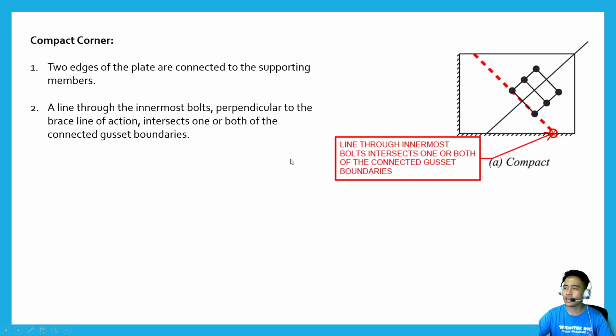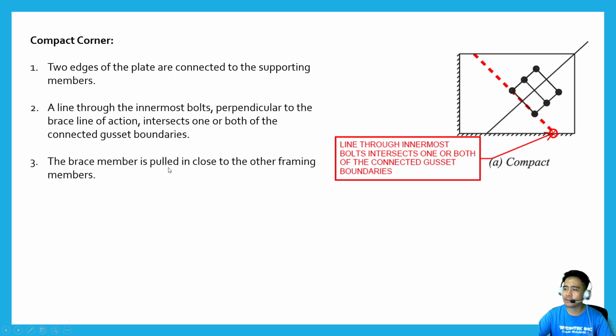Second, a line through the innermost bolts. So this line here, which is perpendicular to the brace line of action. Here's the brace line of action, and this perpendicular line intersects one or both of the connected gusset boundaries. So this example here shows at least one of this line that intersects the connected gusset boundary. So this classifies as a compact corner gusset.